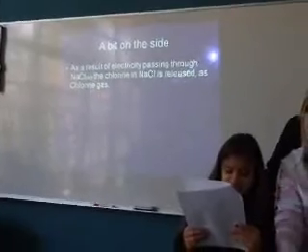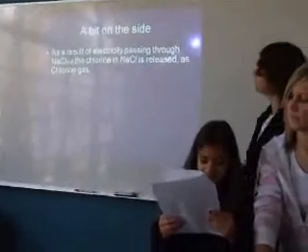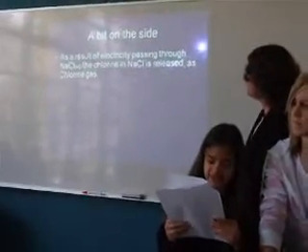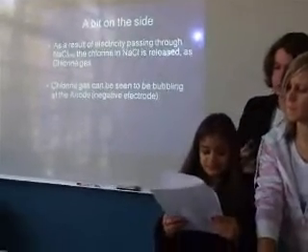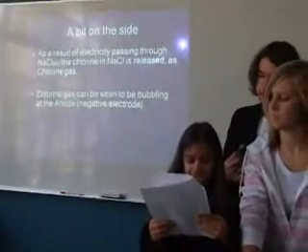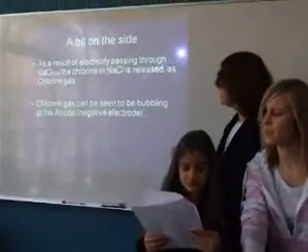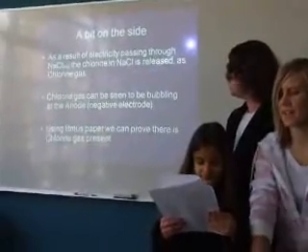As a result of electricity passing through NaCl aqueous, the chlorine in NaCl is released as chlorine gas. Chlorine gas can be seen to be bubbling at the anode. Using litmus paper, we can prove there is chlorine gas present. Put the electrodes back in.